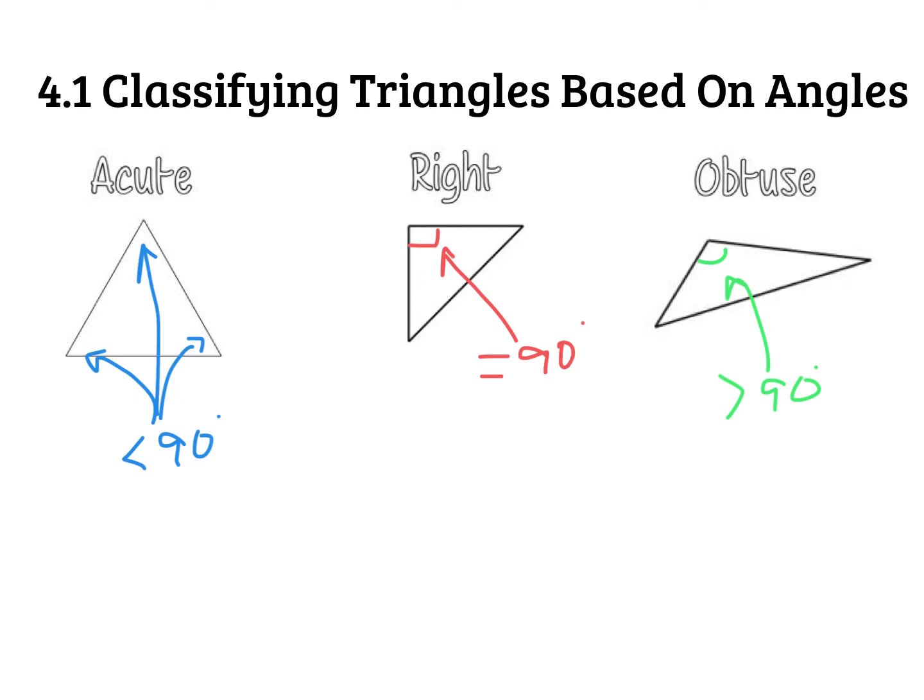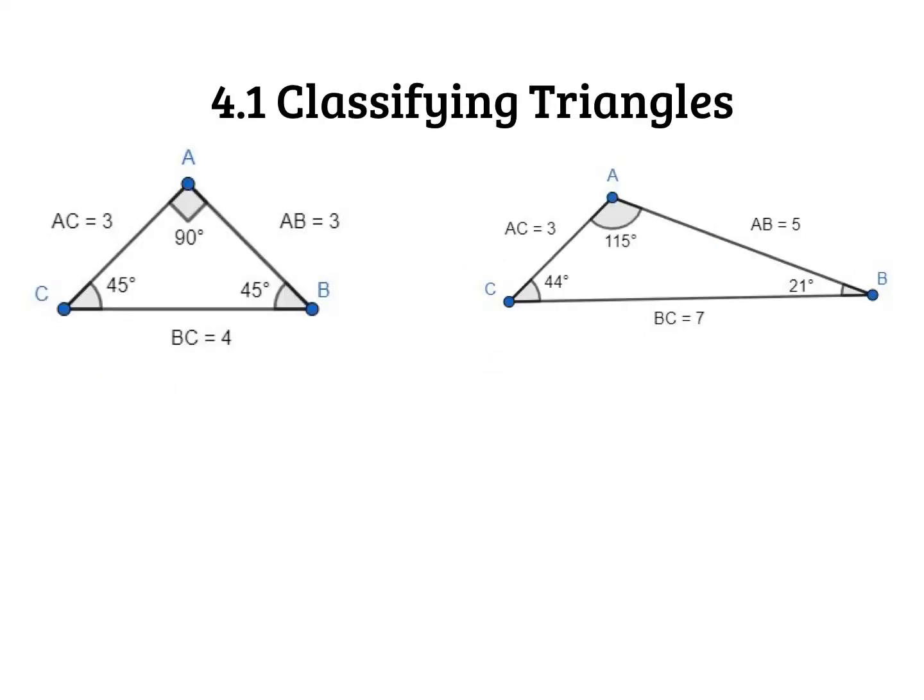But based on the information that we have or are given, we can classify the triangle based on that quality. So let's try a few. Here we have two scenarios. We're going to want to classify this triangle. Let's start with the one on the left. So here I have these two side measurements are the same, right? AC is 3 and AB is 3. So those two are congruent. The bottom one is different. So because the two sides are the same, I already know this is going to be an isosceles triangle.